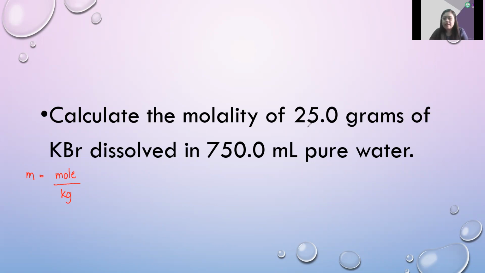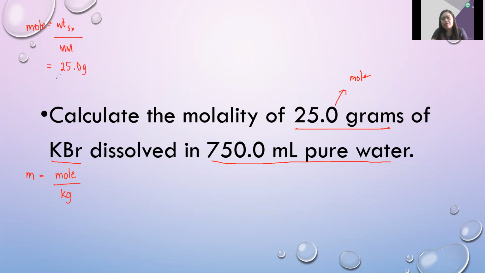Now, in our problem, the given, we have 25.0 grams. This is for our solute, the potassium bromide. And this is dissolved in 750 ml pure water. So number 1, we have to convert this first into moles. We will be using this same formula in converting grams to moles. Moles is equal to the weight of the substance or the sample in grams divided by its molar mass.